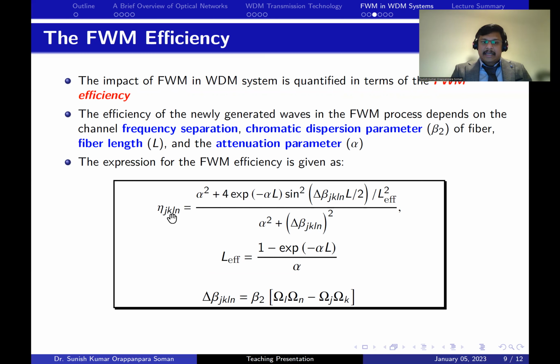So eta jkln is equal to (alpha square plus 4 exponential minus alpha L sine square delta beta jkln into L divided by 2) divided by L effective square divided by (alpha square plus delta beta jkl whole square). So this expression basically calculates the efficiency of four-wave mixing components in the WDM system. Here the L effective is given by this expression, and delta beta jkln is actually the propagation constant we can compute using this equation number 3.